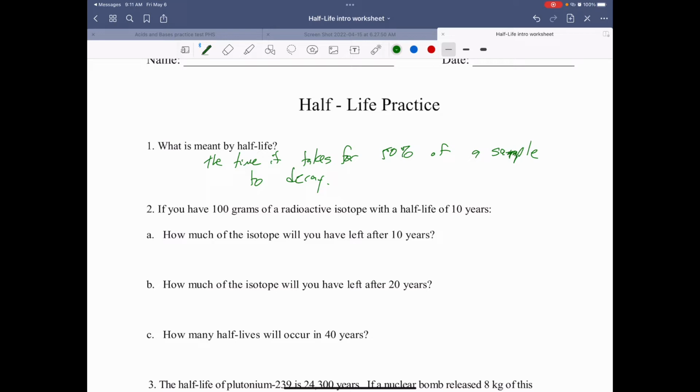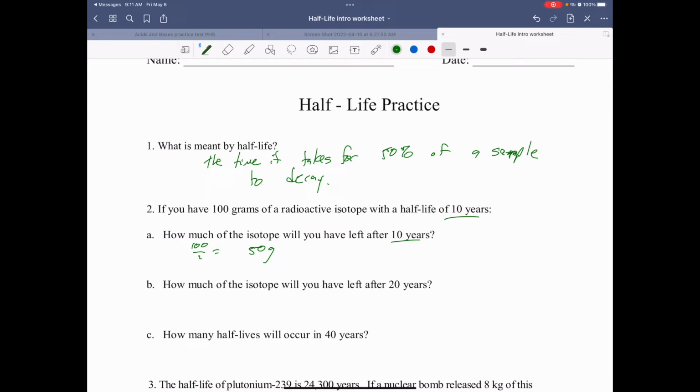Number two, if you have 100 grams of a radioactive isotope with a half-life of 10 years, how much of the isotope will you have left after 10 years? So that 10 years is the half-life, so you're going to have half of 100, and that's going to be 50 grams. How much of the isotope will you have after 20 years?